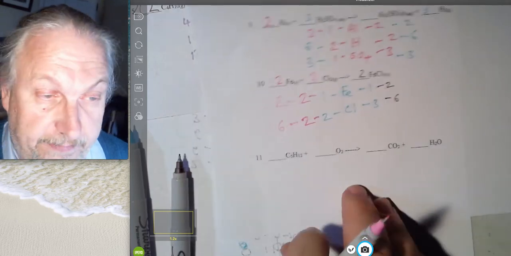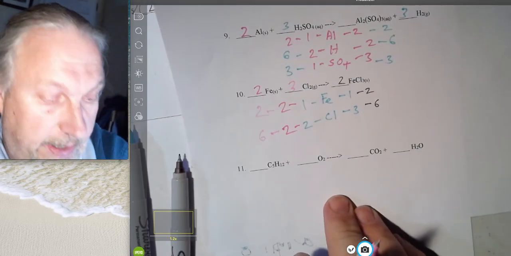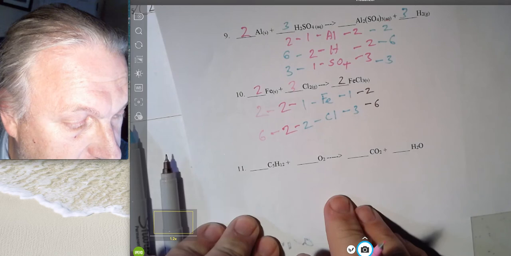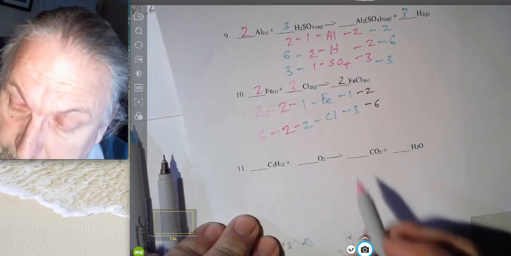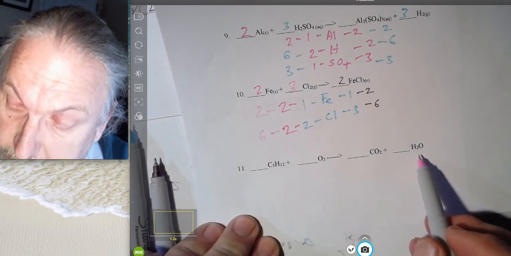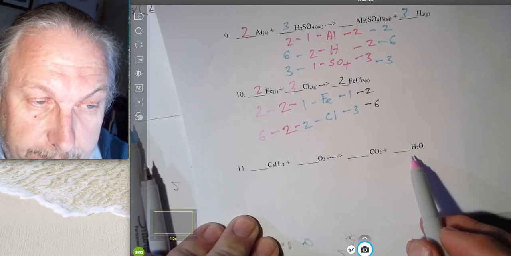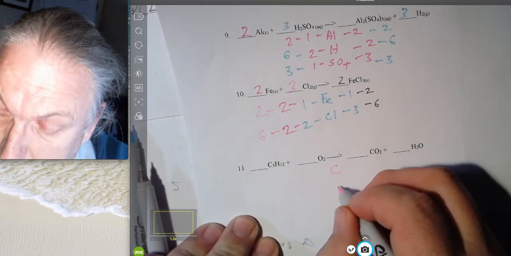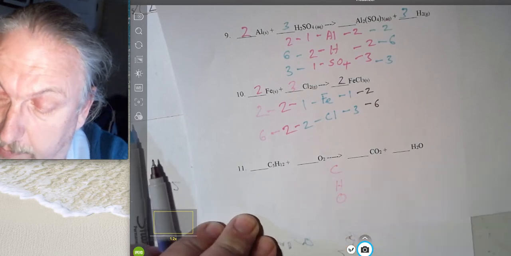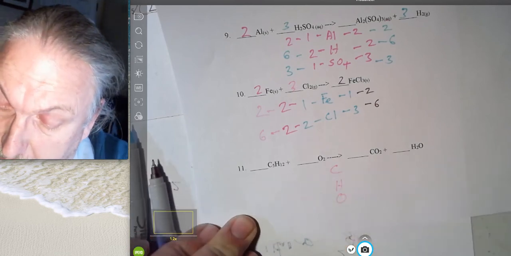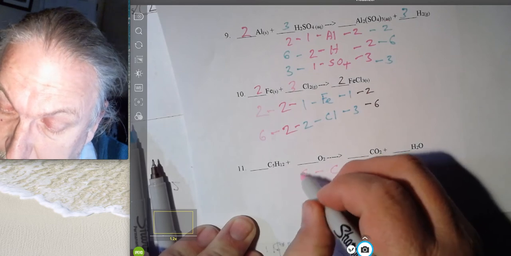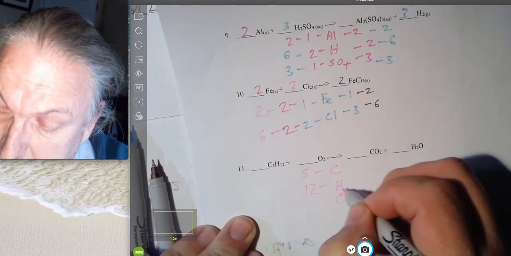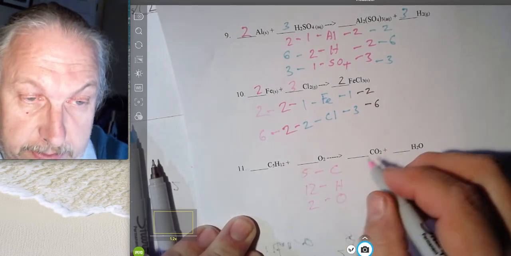Let's look at number 11. All right, number 11. I got C5H10, O2, CO2, and I've got water. So let's go ahead and balance. Carbon, hydrogen, and oxygen. Only 3 things. So let's go ahead and get our numbers right. We got 5 carbons. I've got 12 hydrogens. I've got 2 oxygens on this side.